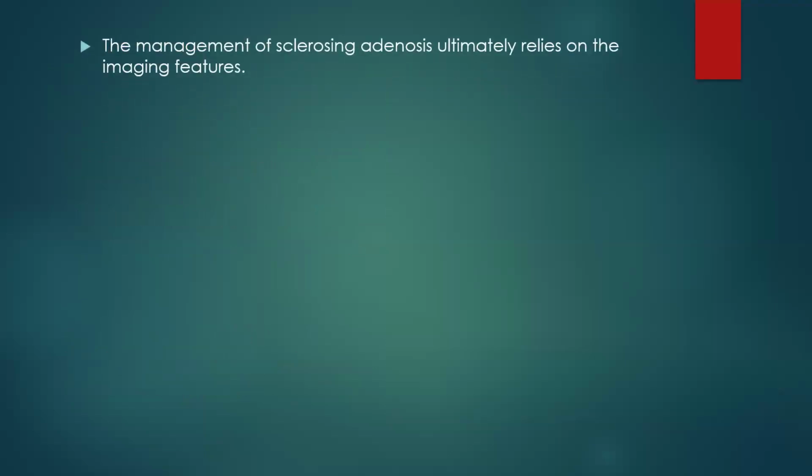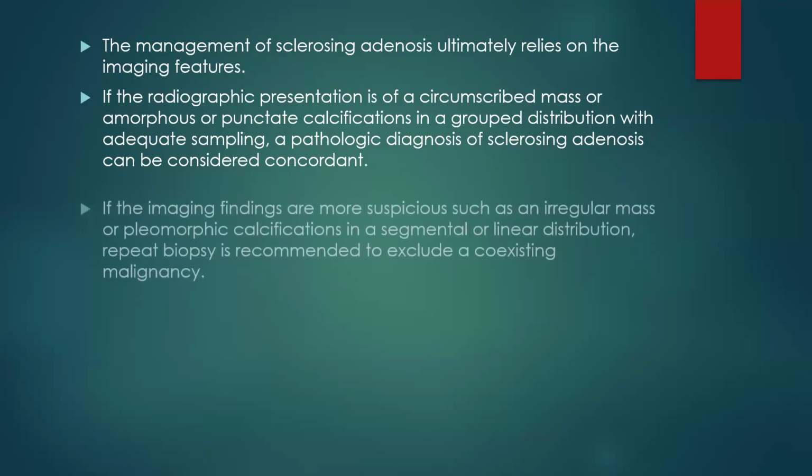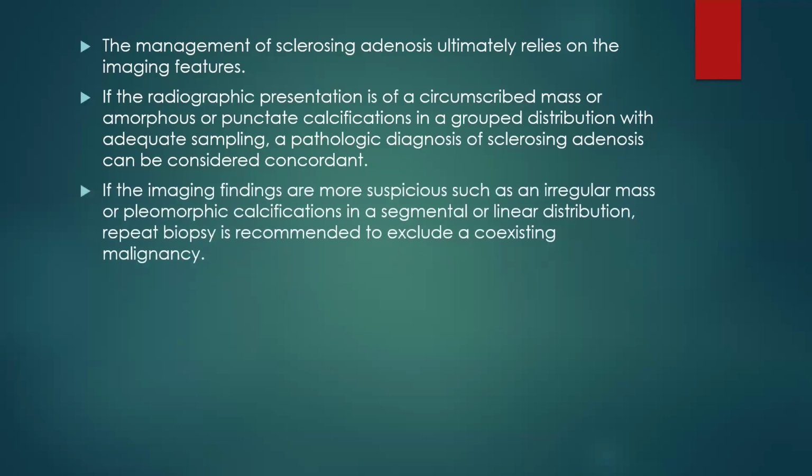The management of sclerosing adenosis ultimately relies on the imaging feature. So if the radiographic presentation is of a circumscribed mass or amorphous or punctate calcification in a grouped distribution with adequate sampling, a pathologic diagnosis of sclerosing adenosis can be considered concordant. If the imaging findings are more suspicious, such as an irregular mass or pleomorphic calcification in a segmental or linear distribution, a repeat biopsy is recommended.